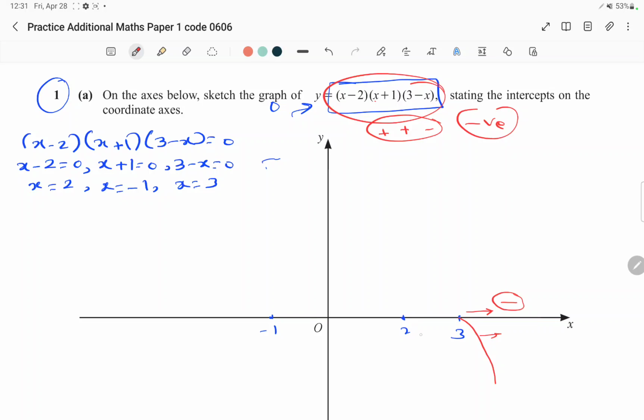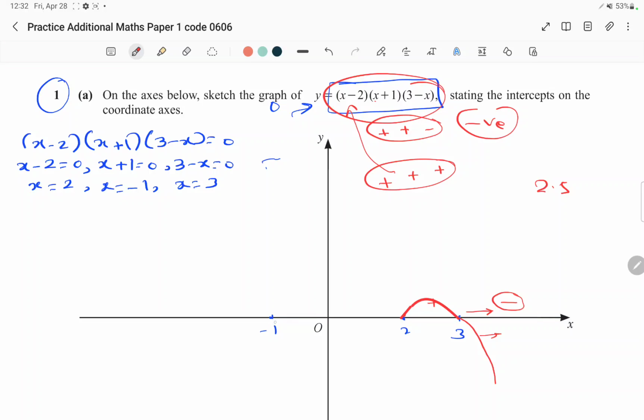Now when you put any value between 2 and 3, but this time you don't have integers, so between 2 and 3 you can select any value like 2.5, and now put 2.5 here. So 2.5 minus 2 is positive. 2.5 plus 1 is positive. 3 minus 2.5 is positive. So now 3 positives, if you multiply, you will get positive. So between 2 and 3 you will get some positive y. It means here it's positive, and when it comes to 2, then it will be 0, because when you put 2, then 2 minus 2 is 0.